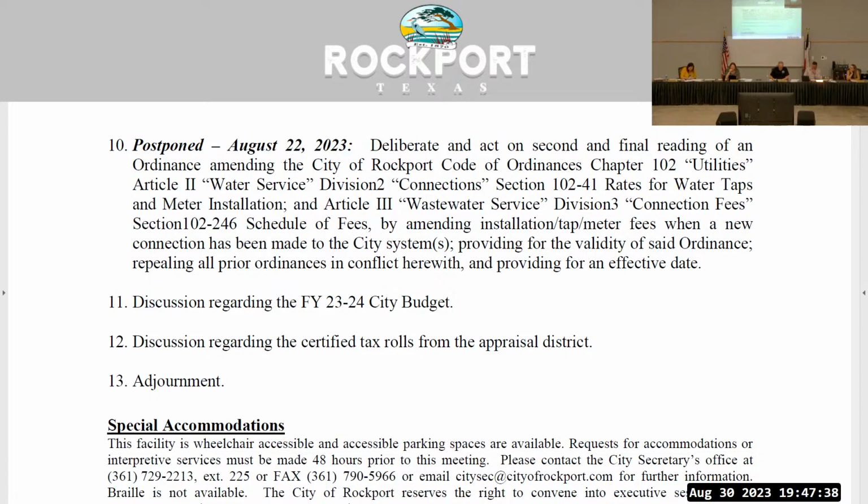Deliberate and act on second final reading of an ordinance amending the City of Rockport Code of Ordinances, Chapter 102, Utilities, Article 2, Water Service, Division 2, Connection, Section 102-41, Rates for Water Taps and Meter Installation, Article 3, Wastewater Service, Division 3, Connection Fees, Section 102-246, Schedule of Fees, by amending installation tap meter fees when a new connection has been made to the city system, providing for the validity of said ordinance, repealing all prior ordinances in conflict herewith, providing for an effective date. There have been no changes. Do I have a motion?